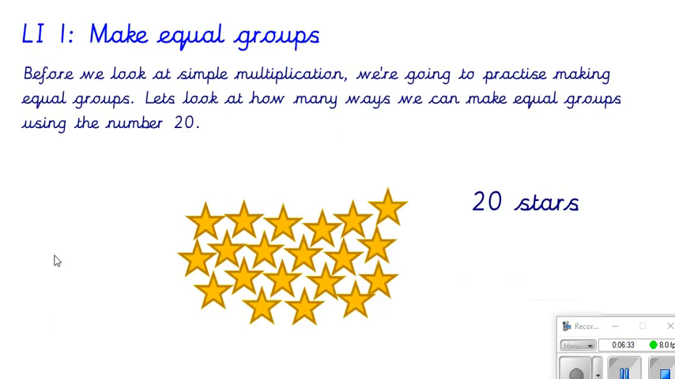So our first learning intention today, we're going to start really, really simple. And I might be starting a bit too simple for you, but bear with me because I'm trying to explain what we're doing and why we're doing it. So before we look at simple multiplication, we're going to practice making equal groups. Let's look at how many ways we can make equal groups using the number 20. So here I've got a picture of 20 stars. And if you've got pasta shapes at home, or pencils, or rubbers, or stickers, or anything you like, you can see if you can get 20 of them together into a big group like that as well.